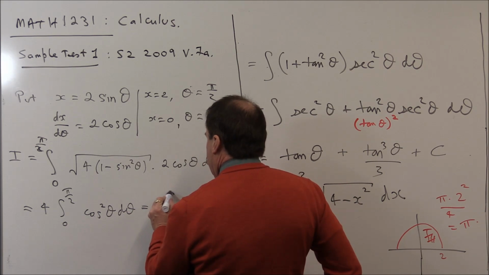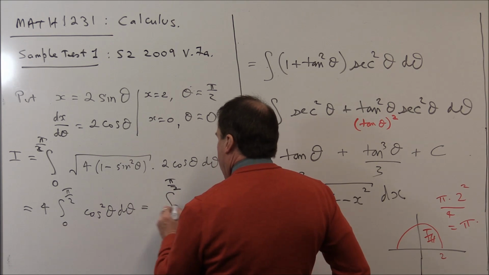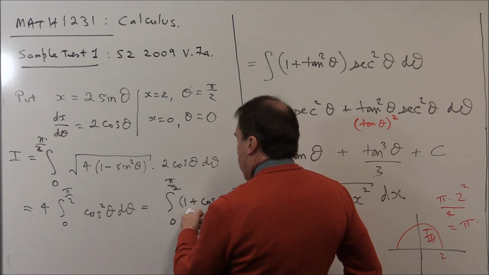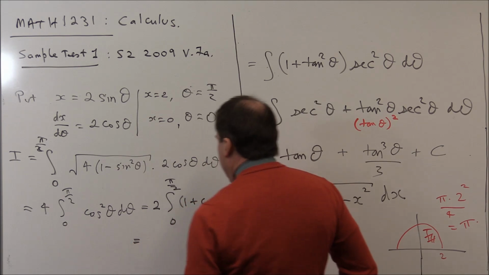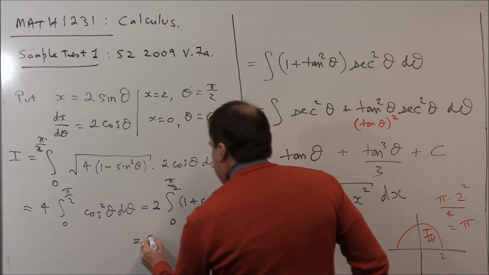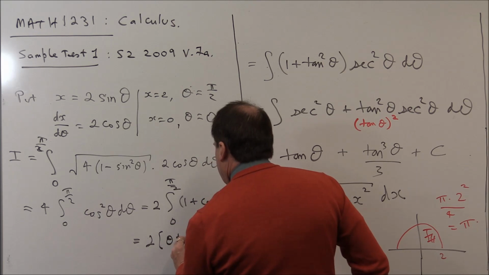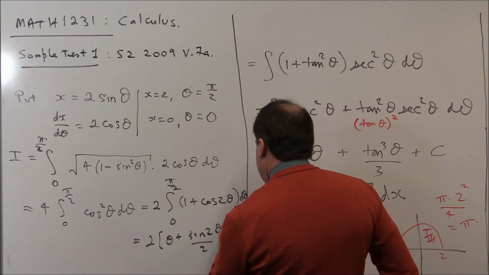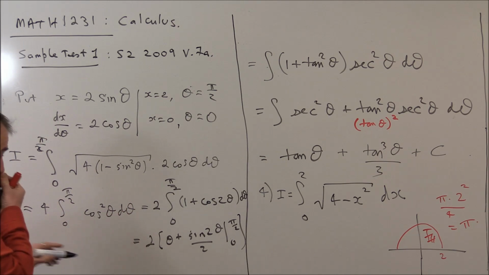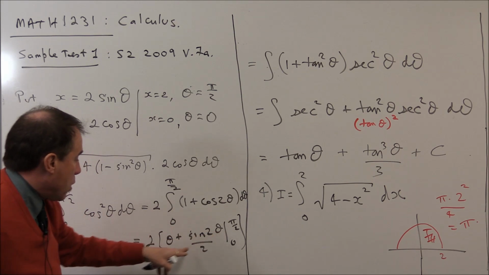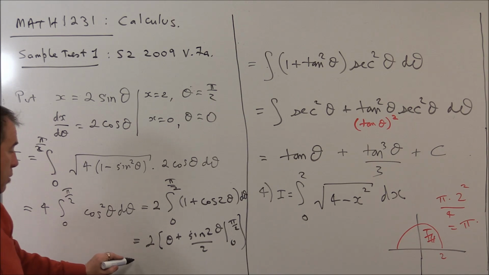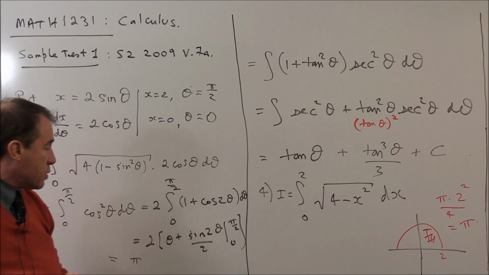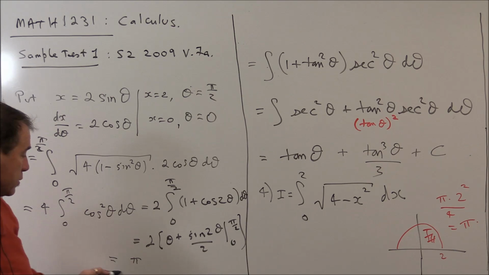So this becomes the integral 0 to pi on 2 of 1 plus cos 2 theta d theta, and you've got to divide by 2, so that'll come down to 2. And finally, when you integrate this, you get 2 into theta plus sine 2 theta on 2 from 0 to pi on 2. When you put in pi on 2 there, you get pi on 2 times 2, that's pi. When you put in pi on 2 in there, the sine of pi is 0 and the sine of 0 is 0, so that bit all gives you 0, and there's the value of the integral.